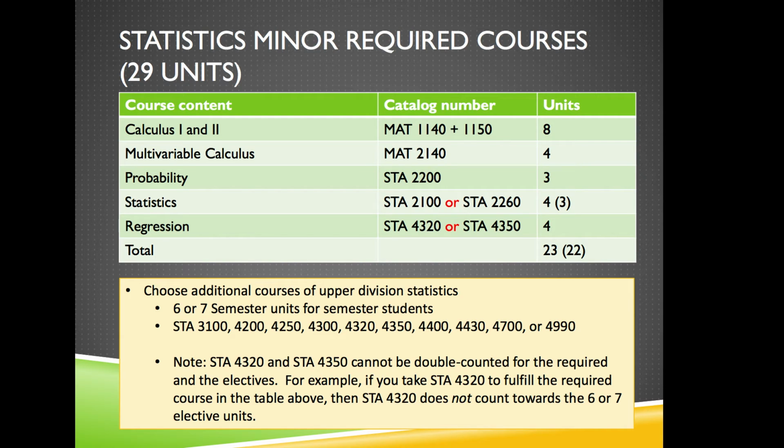The statistics minor would be really good if you're interested in actuarial science, if you're interested in going on to graduate school in something like biostatistics, or if you are just interested in understanding how to interpret data and understand what kind of story this data is telling us. I think a lot of people who are interested in statistics might include economics majors, computer science majors, really anybody who is interested in just understanding how to interpret data. So that is the stats minor.